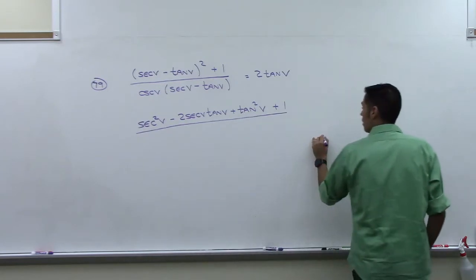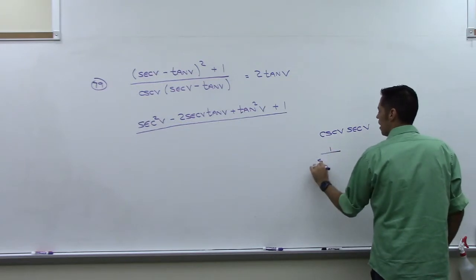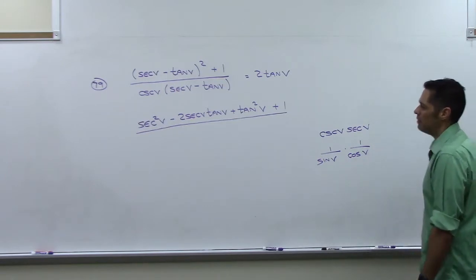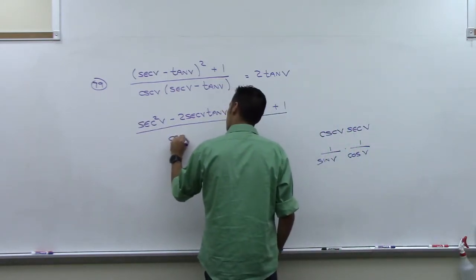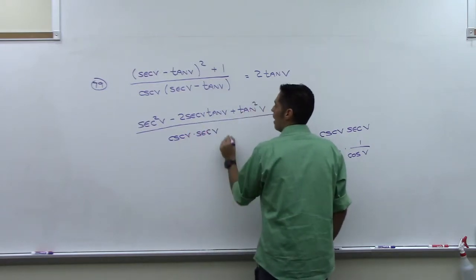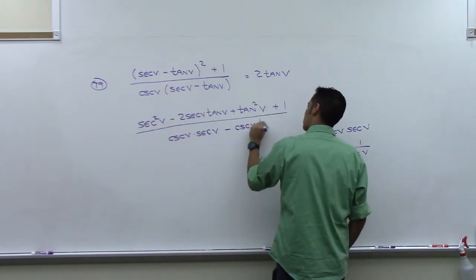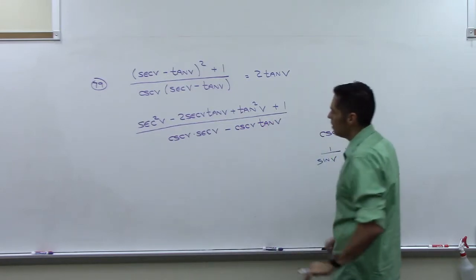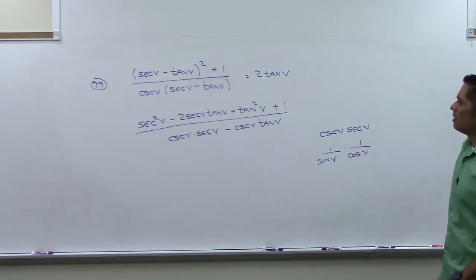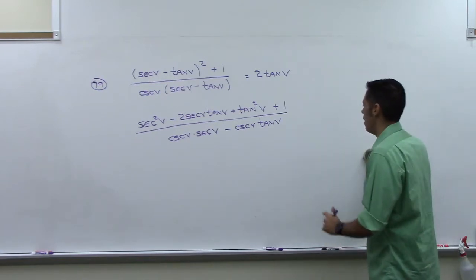Let me talk about what that is. Cosecant v times secant v is really 1 over sine v times 1 over cosine v, right? I'll just leave it as cosecant v times secant v. And then I have minus cosecant v times tangent v. My gut is telling me I should not have multiplied that through, but I think I can just pull it out on the next line if I need to.